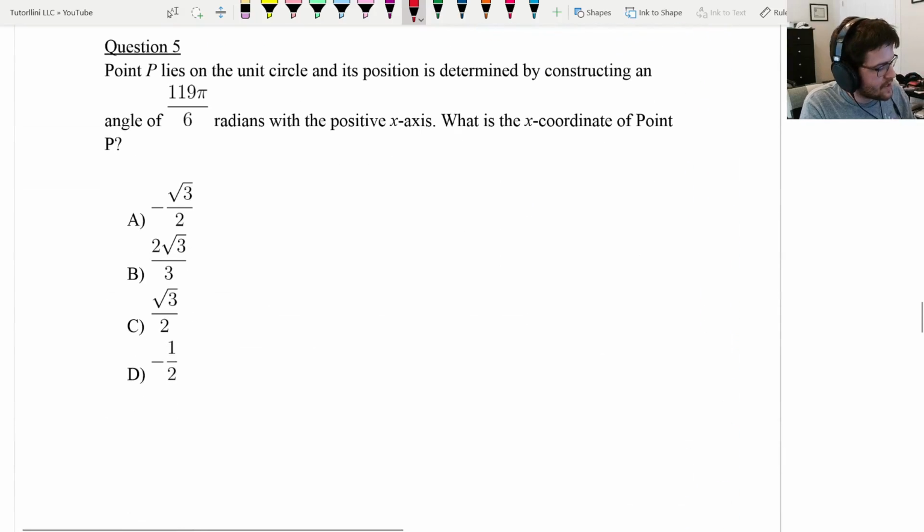Great. Question 5. This is something I've kind of glossed over on this channel because it's not that important. But this is a unit circle trigonometry question. And these have definitely been stumping people. So what we're going to do is do this almost completely by hand, and then show you how to do it on a scientific calculator.